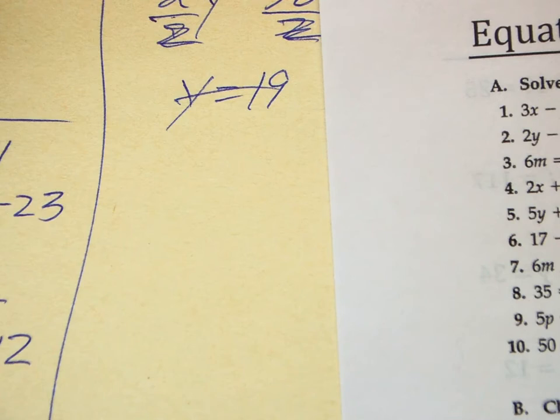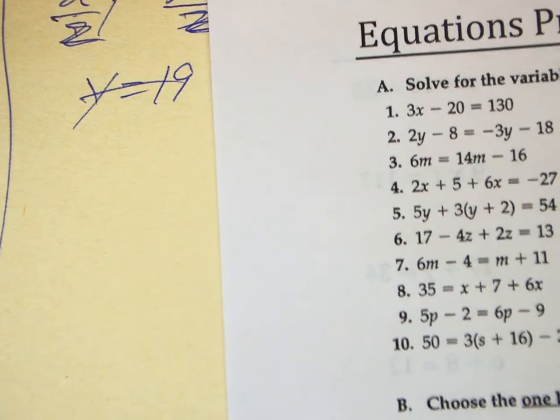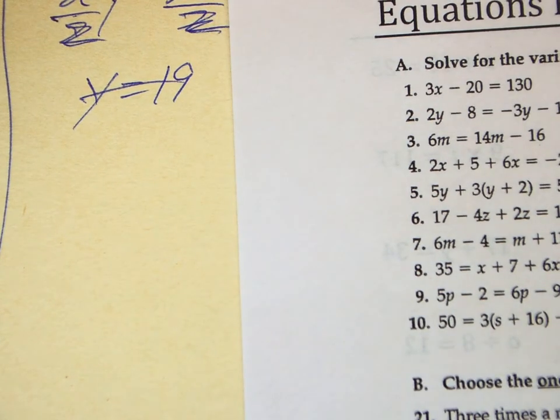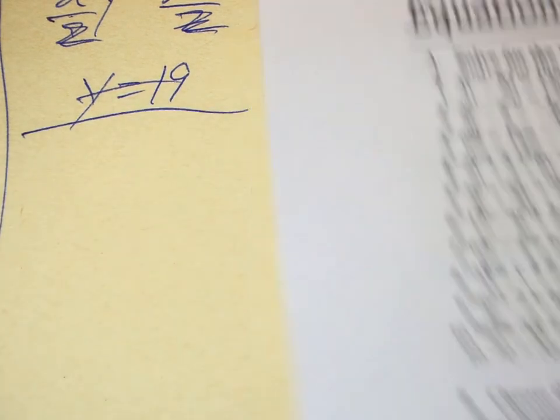So let's look at the first one here. 3x minus 20 equals 130. Now, unfortunately, I don't have enough room for me to just draw it here. So I'm going to throw it on the paper.